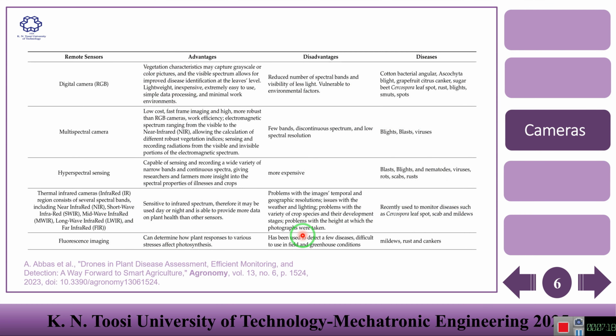This is another comprehensive table that I'm not gonna go through deeply, but for example, the first one, RGB cameras, we can see that one of their advantages is that they're lightweight and inexpensive. That's why they're being widely used. But their disadvantage is that they can be vulnerable to environmental factors. And these are the use cases that we see here.